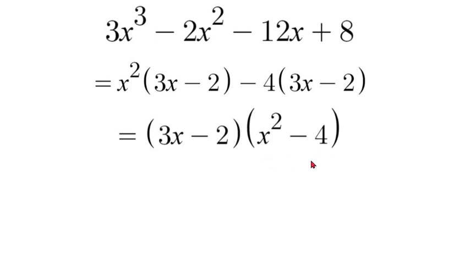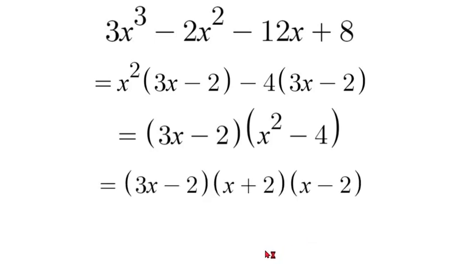X squared minus 4 is what's called a perfect factor. It's where the factors of 4 equal 0, a positive 2 and a negative 2. That's why we don't have an x value in the middle here like we did on the others. So x squared minus 4 would factor out as an x plus 2 and an x minus 2. Therefore, our final answer is 3x minus 2 times x plus 2 times x minus 2.